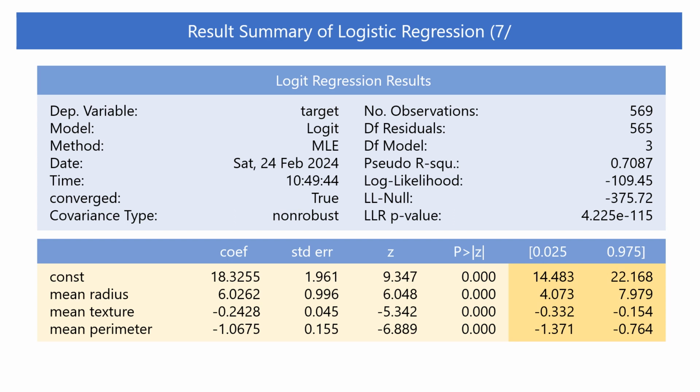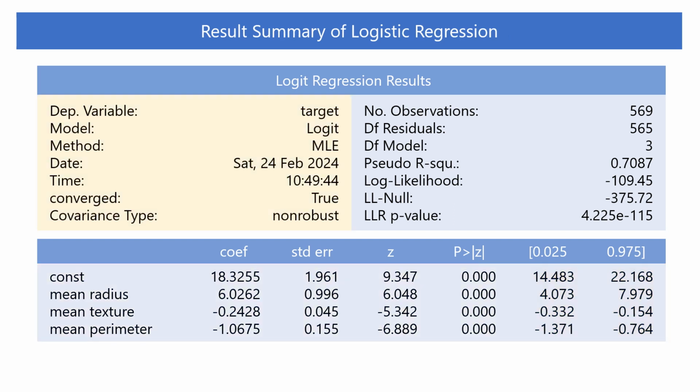The numbers 0.025 and 0.975 give the 95% confidence interval for the coefficient. This interval means that we are 95% confident that the true value of the coefficient is within this range.